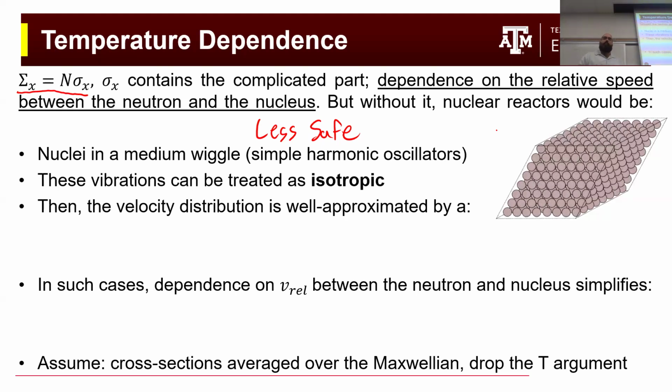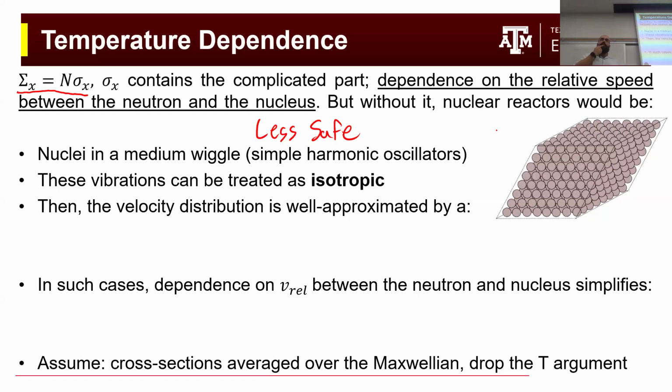And you can think of those wiggles as little harmonic oscillators where the bonds between the atoms are almost like a spring, and those nuclei vibrate in place. Generally, we can make a simplification, which is that those vibrations within the lattice or within the structural materials that we're talking about can be treated as isotropic.